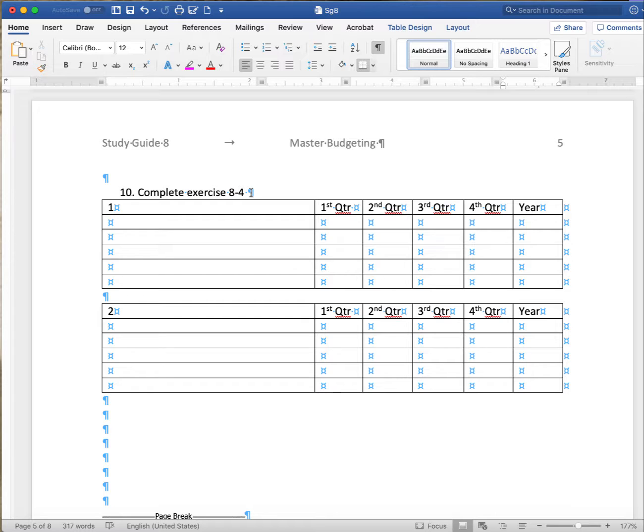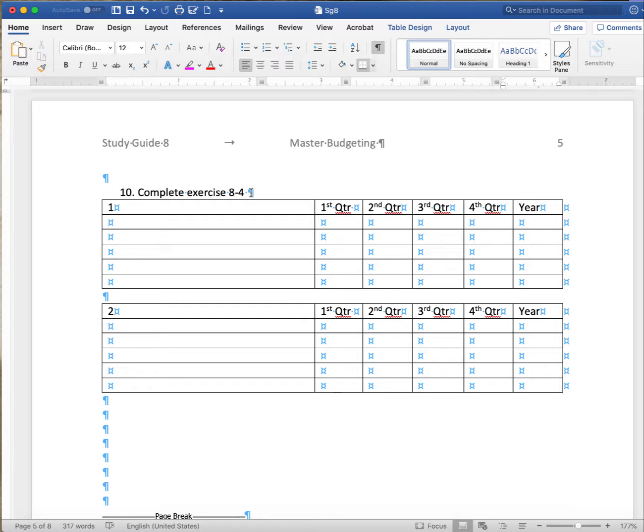So first thing we're going to look at is exercise 8-4, direct labor budget. So we're the production manager of Rorden Corporation. We submit the following quarterly production forecast for the upcoming year. So notice what we have here. We have the units to be produced. So quarter 1, 8,000, quarter 2, 6,500, third quarter 7,000, and the fourth quarter 7,500.